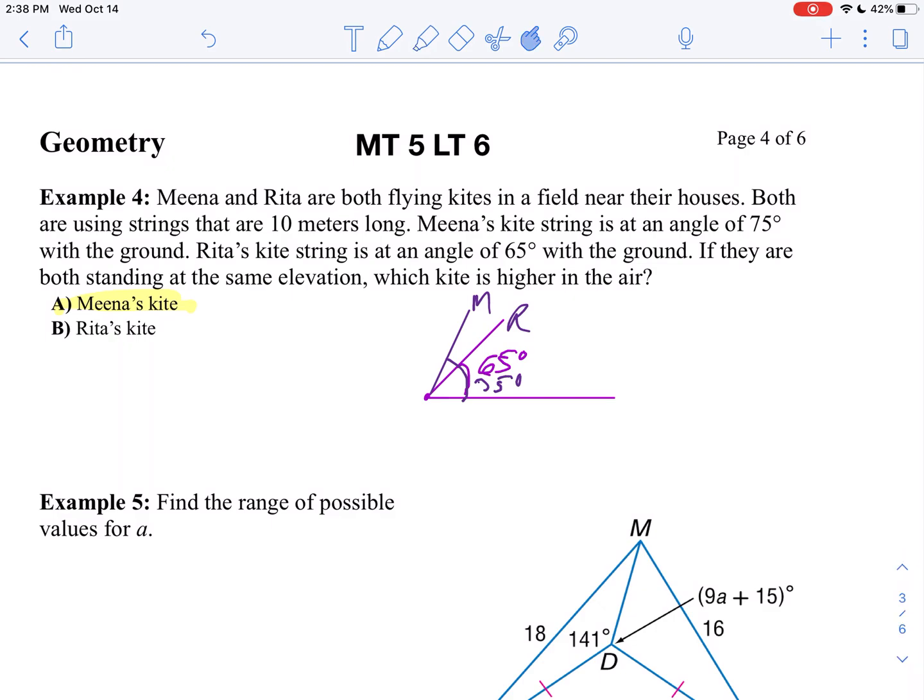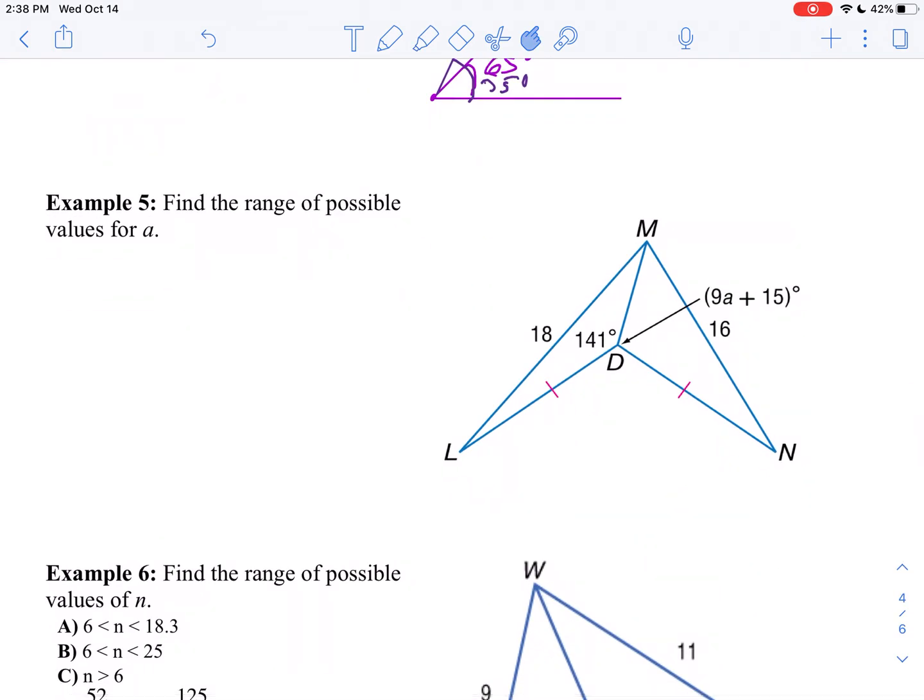Now on example 5, we're going to be using our side angle side inequality here again. Notice, in order to have side angle side inequality, you have to have two sides that are congruent. We can see marked DL is congruent to DN. By the reflexive property, DM is congruent to itself because it's in both triangles. So we have two sides. The third sides are not congruent. Notice 18 is greater than 16.